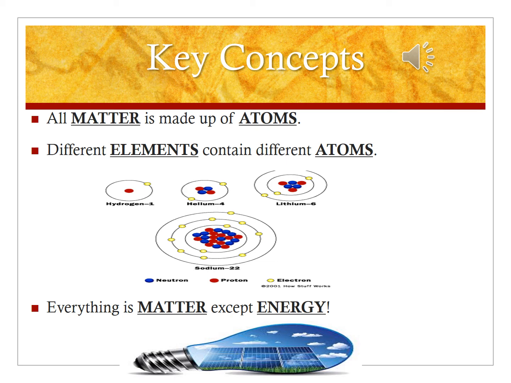Now, let's talk about the key concepts. These are basically the most important things or the big ideas that you should have gotten from yesterday's notes and today's notes. Number 1, what is all matter made of? It's made up of atoms. Different atoms or different elements contain different atoms, and you can actually see a picture of different elements and how their atoms would look. And then everything is matter except, you know this, dun da da dun, energy.